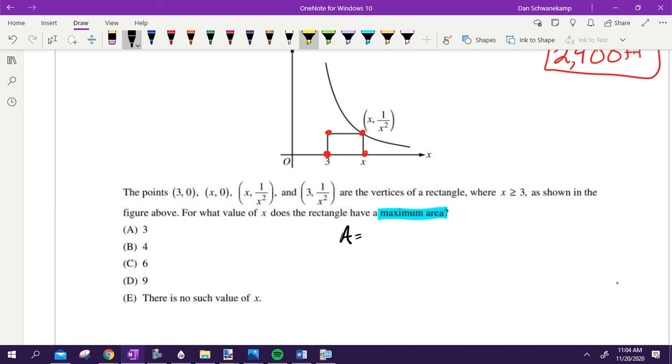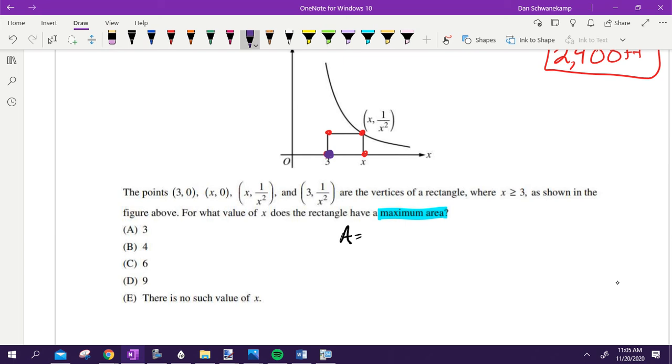Understand what they're doing here. Basically, they're saying this point right here doesn't change. But we're going to draw different rectangles that go to this line. So it could look like that. Or maybe it looks like that. Okay, you could have different ones. We are trying to optimize the area.